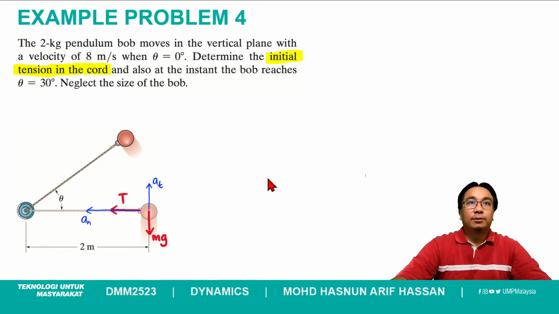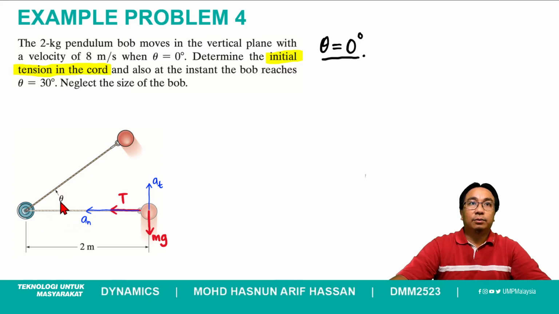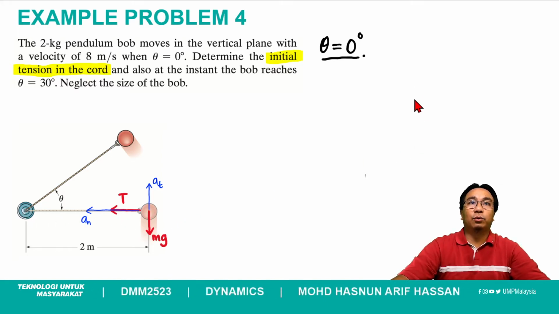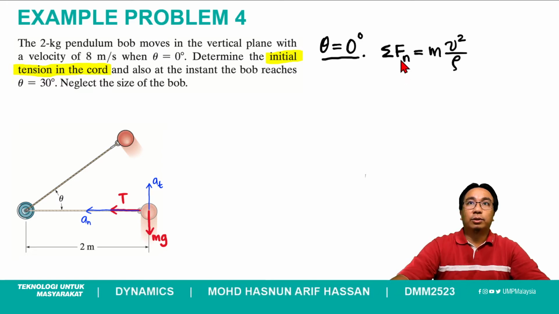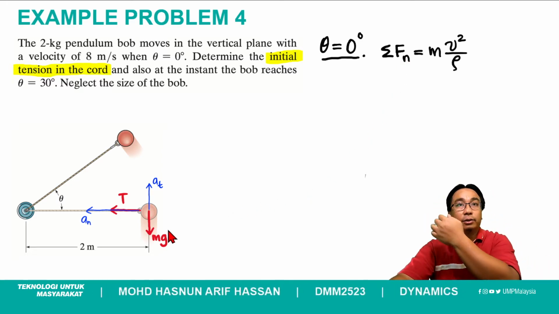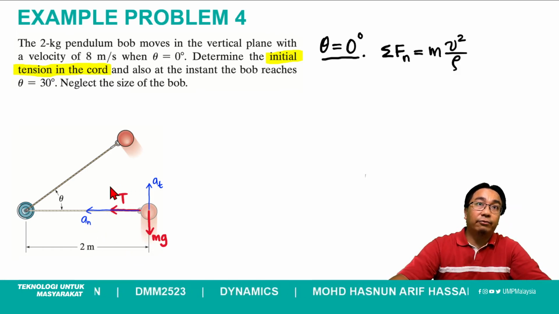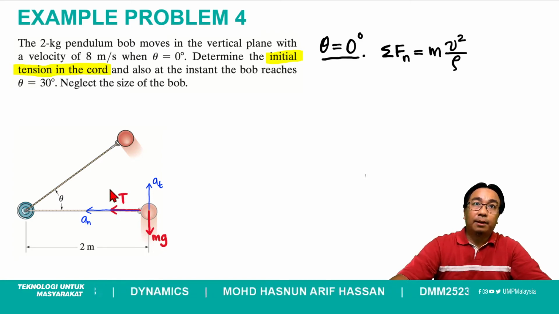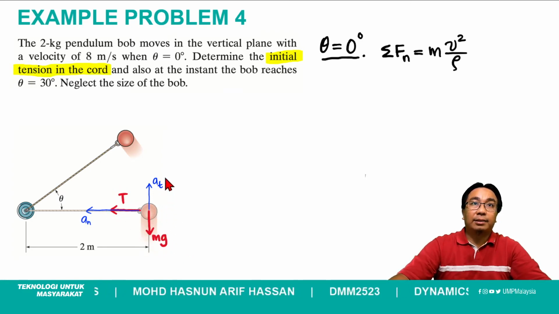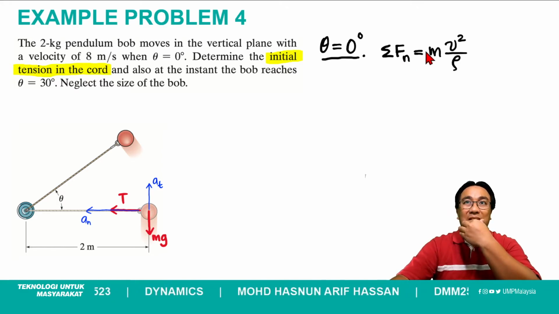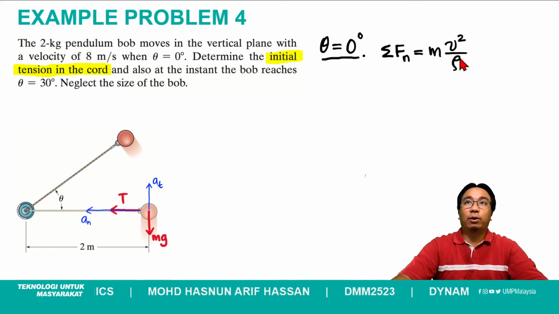Okay, so now at theta equals 0, we are looking at this horizontal position. Total force in the normal axis. We only focus on the normal axis because we are interested in finding the tension. The tension is not in the tangential axis, so we don't even need to look at the tangential axis. We look at the normal axis only. Fn is equal to m v squared over rho.